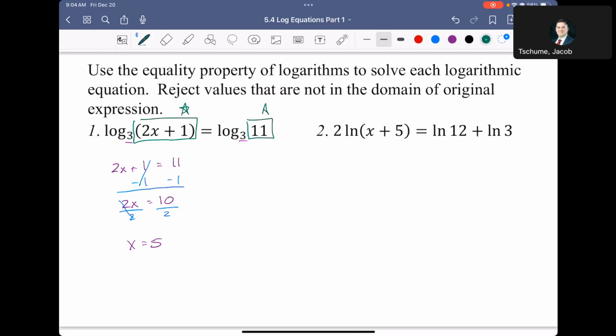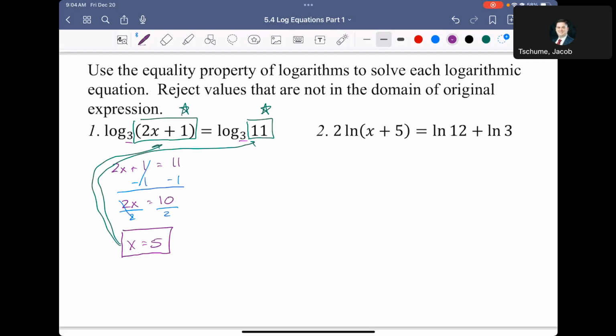And there's a reason why I used a green box around each one. In those original logarithms, if you can plug your value into either one and they give you a negative answer, that means you cannot use that answer you found. So if I were to plug 5 into that first logarithm, 2 times 5 is 10, and 10 plus 1 is 11. That is fine. 11 is a good answer. On the second logarithm, there's nowhere to even plug an x in, so you don't have any issues with that one. So in this case, x equals 5 is a solution to this problem.